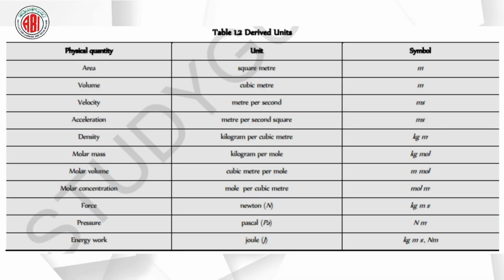Then if you look at this table, you can understand these derived units. These are a few examples of physical quantities derived from the 7 basic units, like area, volume, velocity, acceleration, density, molar mass, molar volume, molar concentration, force, pressure, then energy and work. These are different physical quantities with different units: area is in square meter, volume is measured in cubic meter, velocity is meter per second, and acceleration is meter per second square.